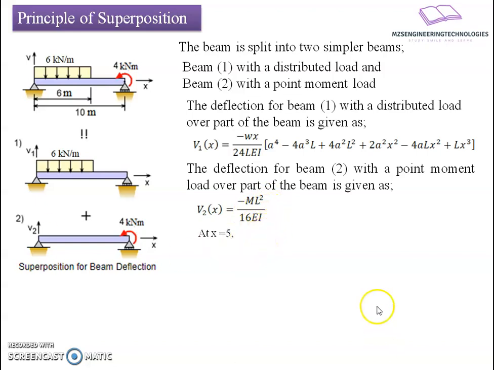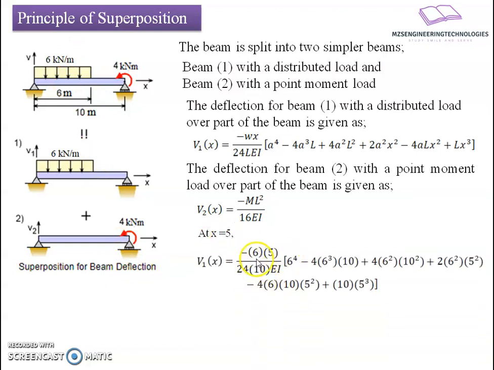Let us suppose we are interested in the deflection at a span of 5 meters, that is the mid span, at a distance of 5. Then I will substitute the variables here. The variables are the intensity, the magnitude of the load. The UDL is 6 kilonewton. I will put here 6, and the span which we have considered, x is equal to 5. At x equals 5 we want.